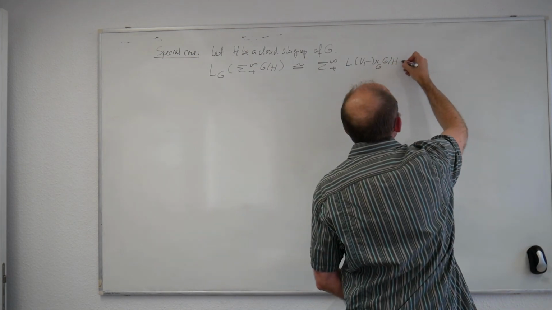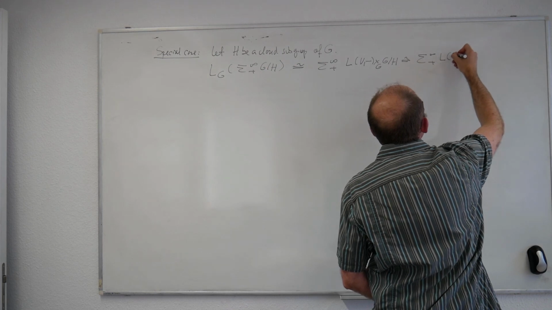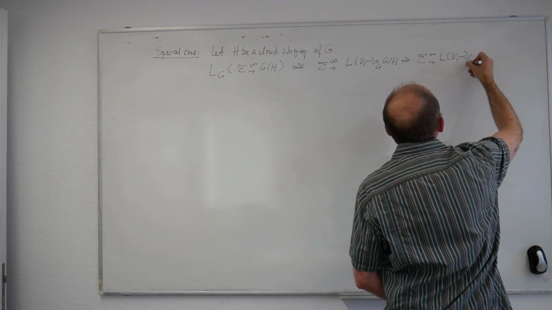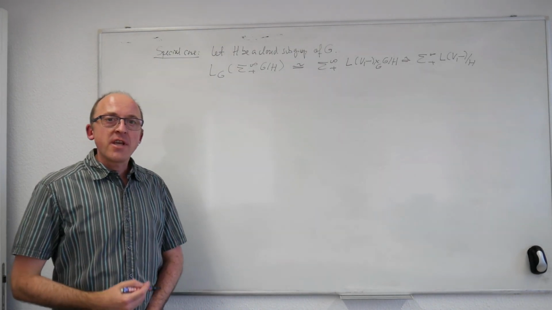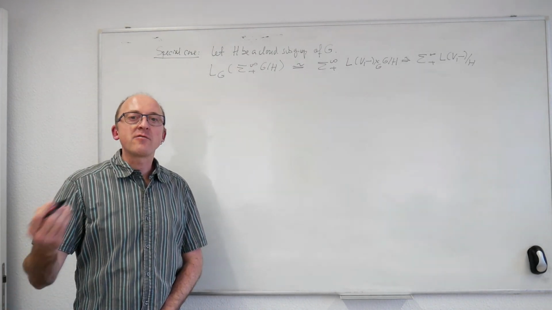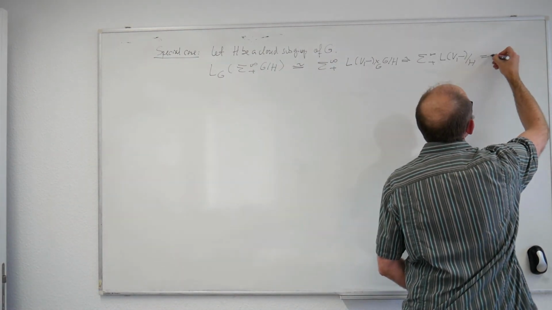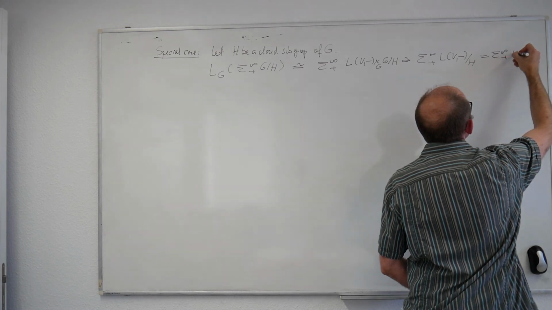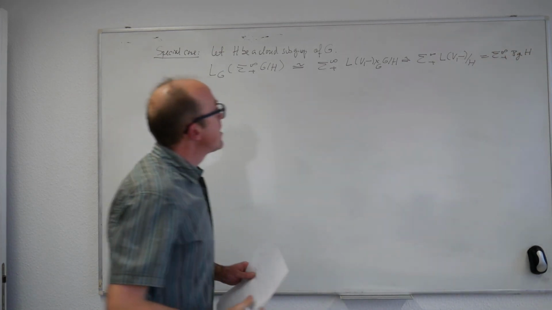But of course this is isomorphic to the unreduced suspension spectrum of L_{V,-} modulo H. And now V was a faithful representation of the bigger group G, but then it's of course also a faithful representation of the smaller group H. So this is the unreduced suspension spectrum of a global classifying space of H. So this is something worth remembering.